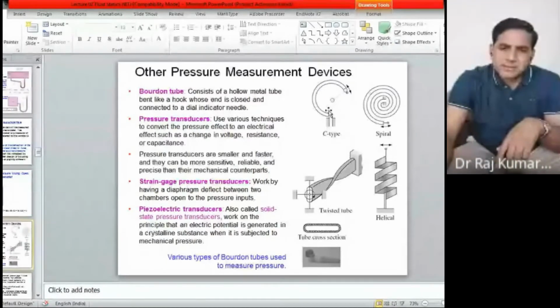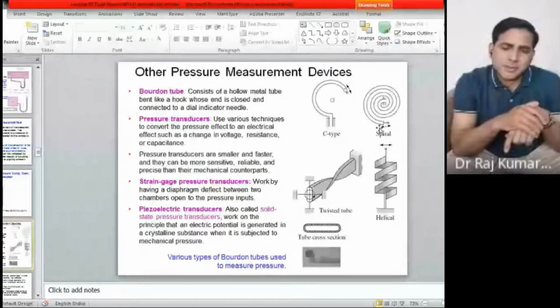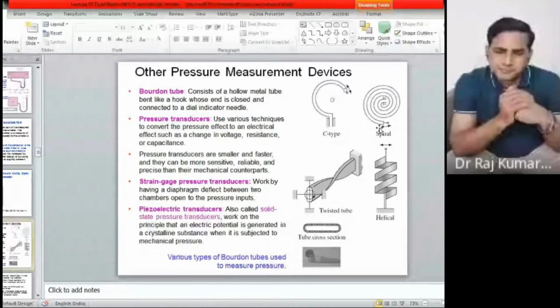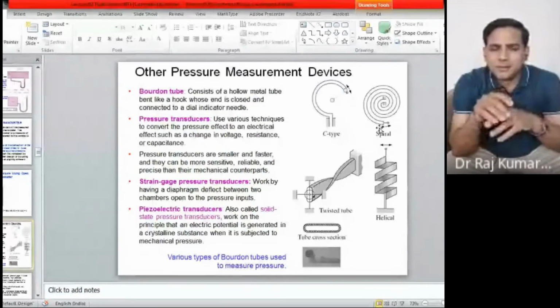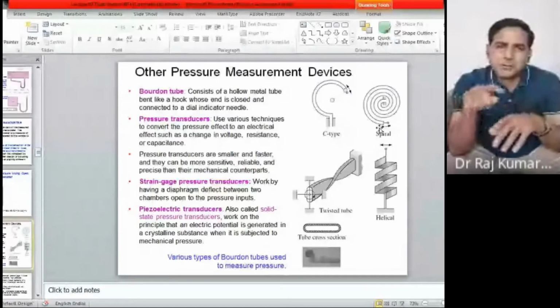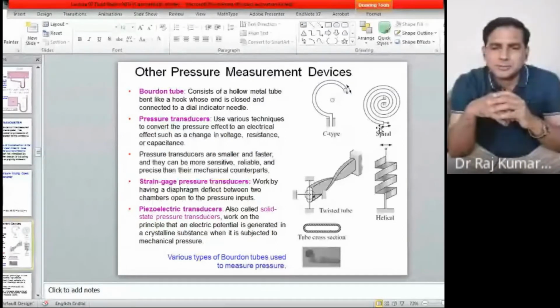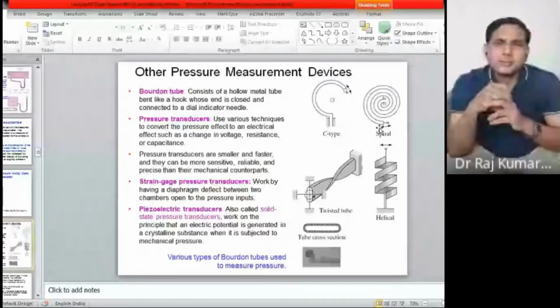You also have this spiral tube type of thing. You might have seen it in fuel meters. Have you seen the fuel meter of your petrol in your vehicles? It also gives you the reading. There also a gauge moves. How does it work? Do you know? It works on only that concept.